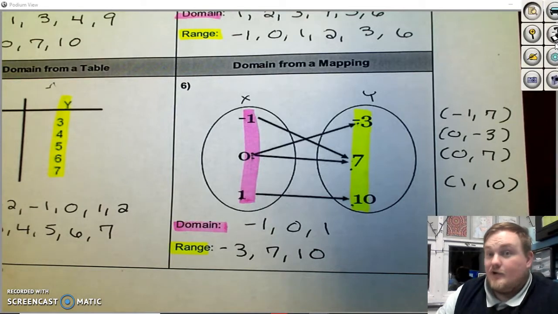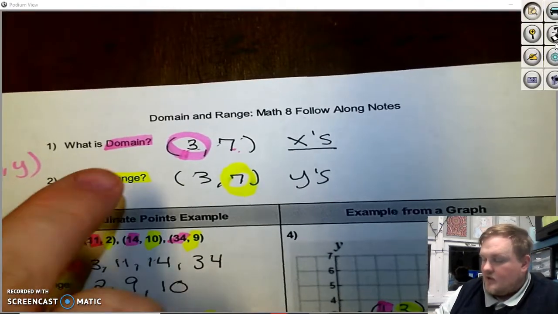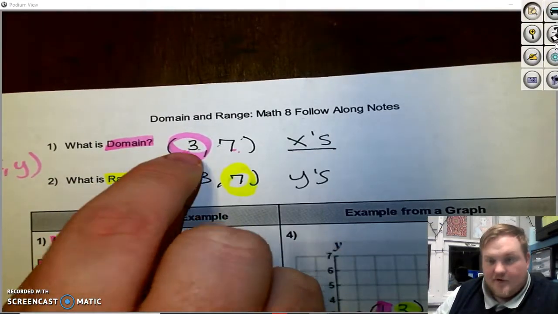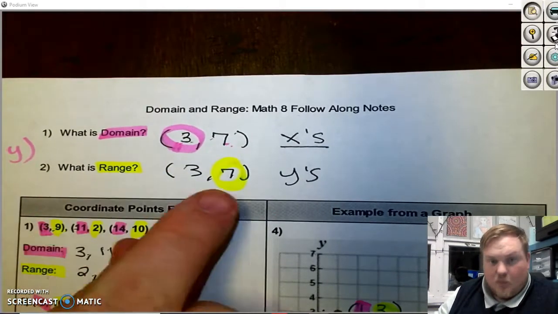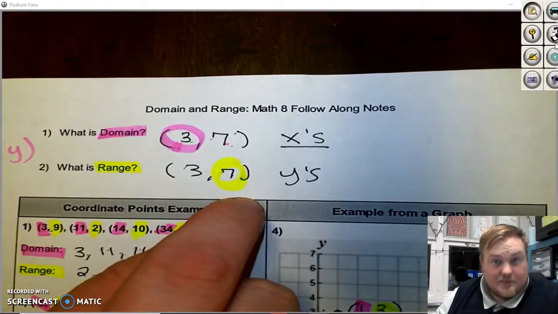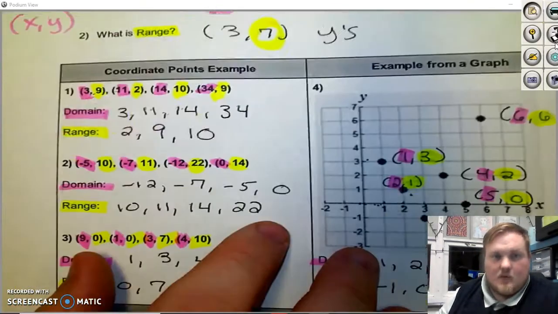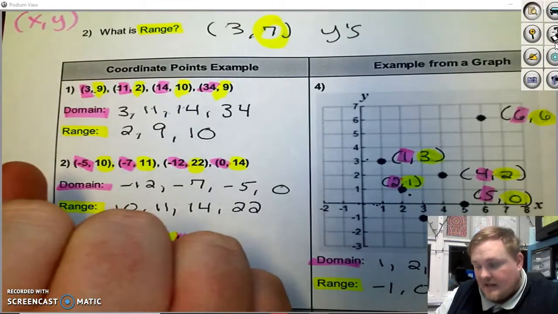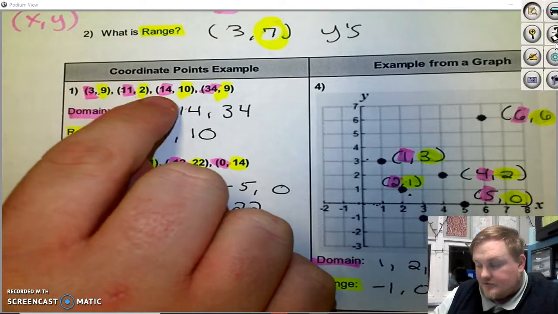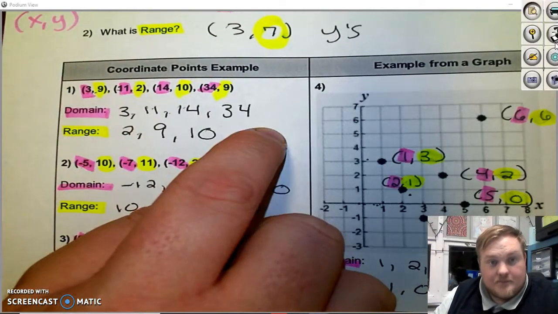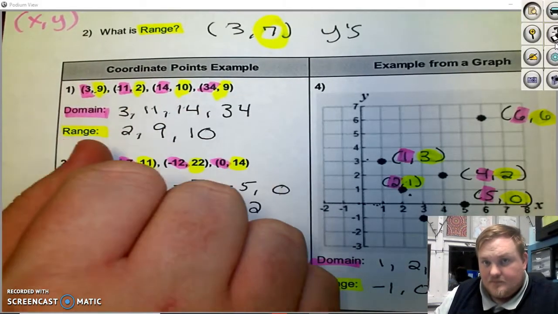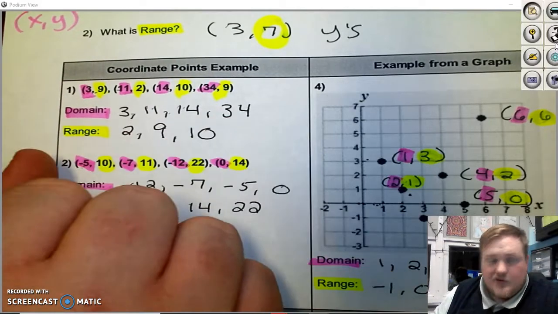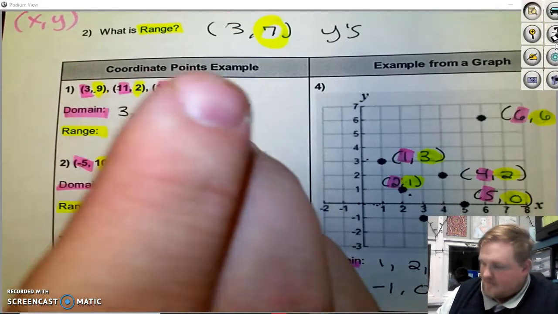So just as a quick review, the domain are the x coordinates, okay, which are the very first numbers in an ordered pair. The range are the y coordinates, which are the second numbers in a set of ordered pairs. When you're given coordinate points and it asks for domain, you just take the very first numbers that you see and you write them down. If they ask for range, you take the second numbers and you write them down. If more than one number is there, you don't have to repeat yourself. You can, but you don't have to.